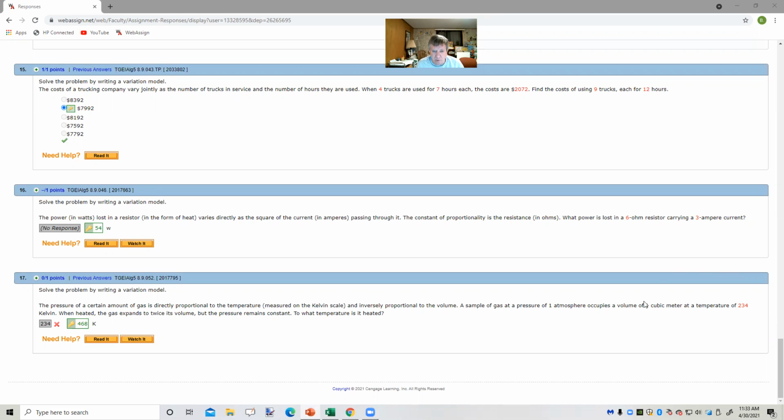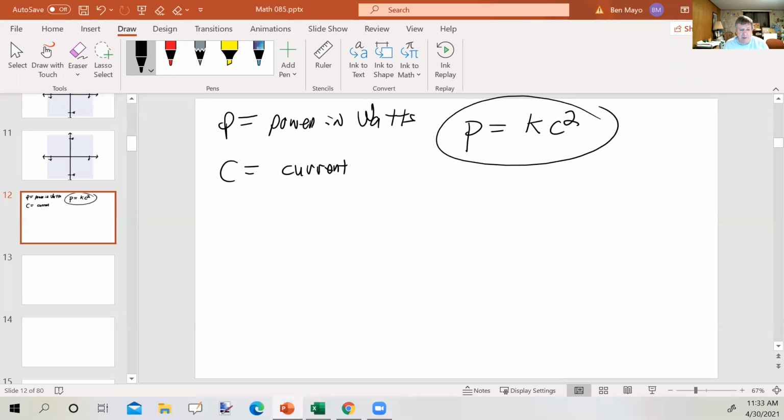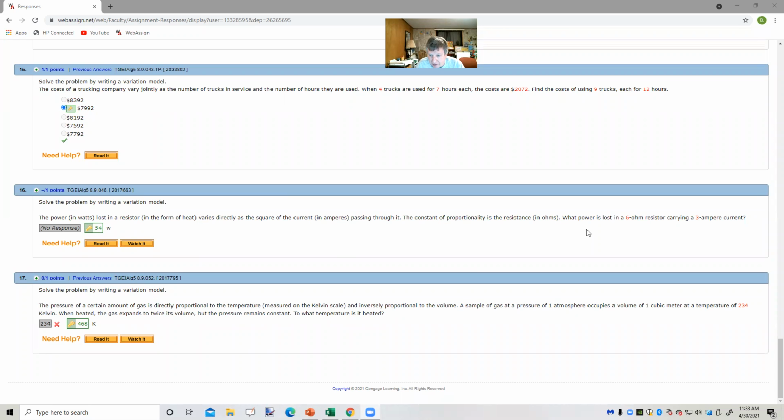Yes. Okay, so now my formula looks like this. Let's see, this was number 16. Let's write that up here, number 16 from 8.9. Now let's go back and take a look again. It says, what power is lost in a 6 ohm resistor carrying a 3 amp current? So P is the thing we're looking for.